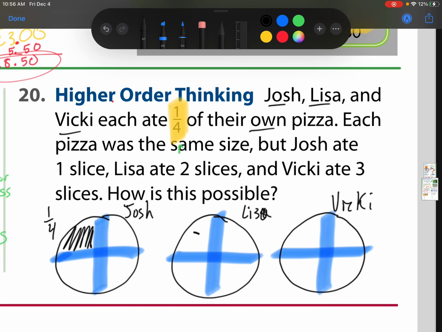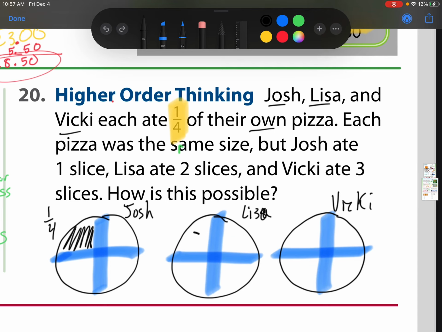It says Lisa ate 2 slices. But if we shade in 2, notice that's now 2 fourths, which is not 1/4. So there's a problem going on here. And if we went to our last one, if we went to Vicky, it says she ate 3 slices. But if she ate 3 slices, that's 3/4, which isn't the same as that 1/4. So there's an issue going on.